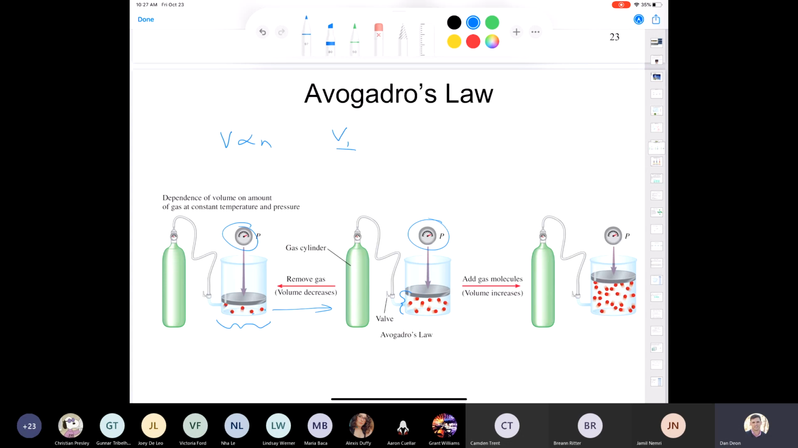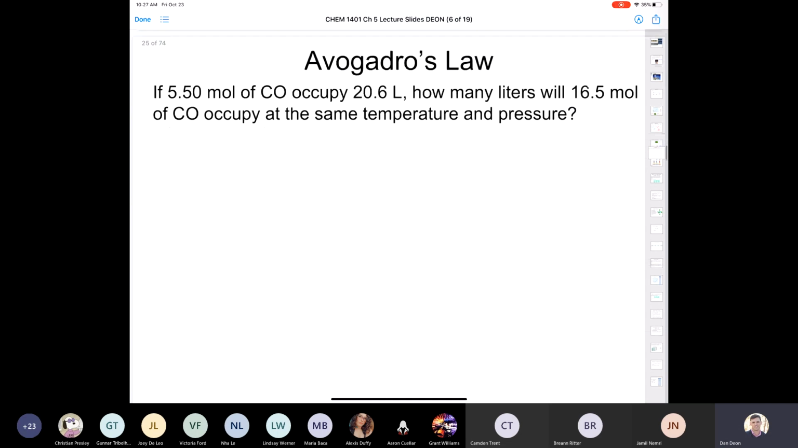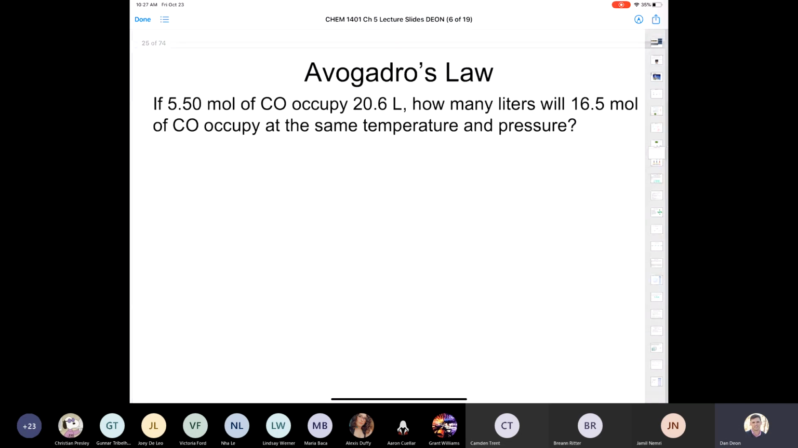Written another way, like this. So as volume goes up, number of moles is going to go up, right? Here, the same thing. We're adding gas molecules. So what's going to happen? The volume is going to increase. Nothing more than that. Remember, this is at constant temperature and pressure. All right, well, let's move ahead. And we're not talking about a new law here, but I want to introduce a new equation in a few minutes. And before we do that, we're going to look at a practice problem that deals with Avogadro's law.